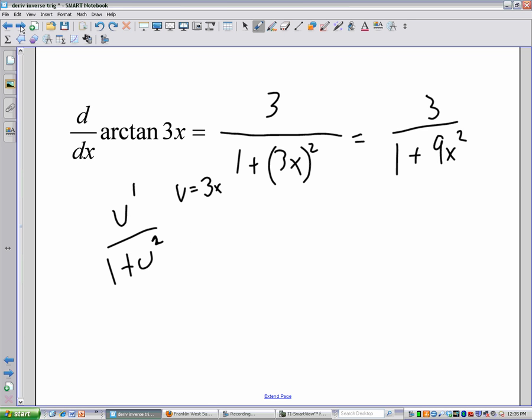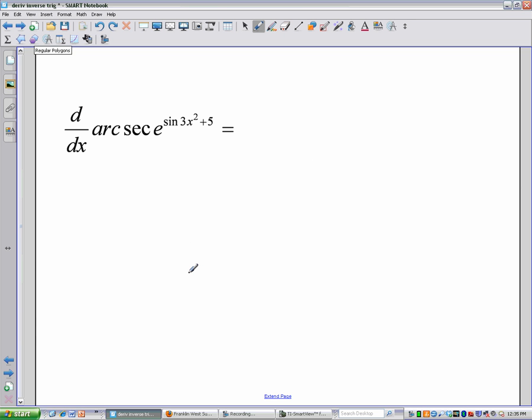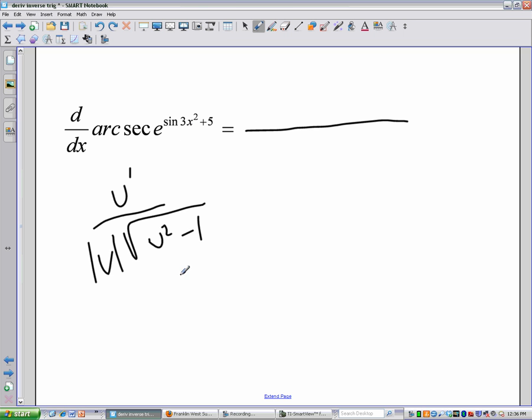And finally, maybe finally, the derivative of the arc secant of e to the sine of 3x squared plus 5. See how that works? Arc secant is the one that's a little different. We've got u prime over the absolute value of u times the square root of u squared minus 1. With the arc secant, the u's are right next to each other. With the arc sine, it's the 1 minus u squared. It's just things that might help you remember. As we work this out, what's u? u is e to the sine of 3x squared plus 5. And the hard part is going to be what's u prime.